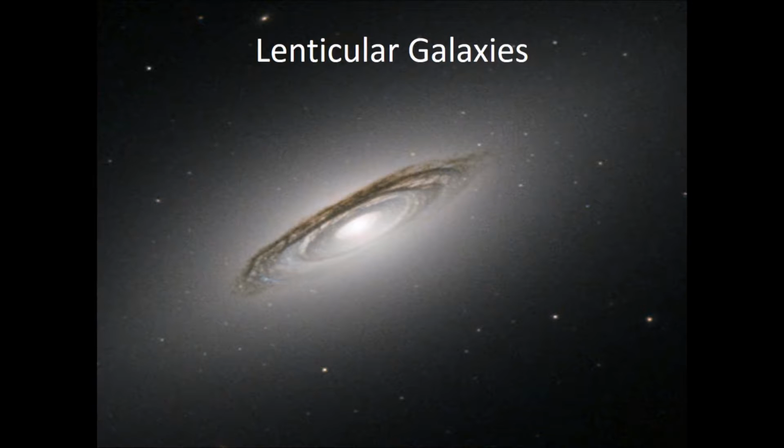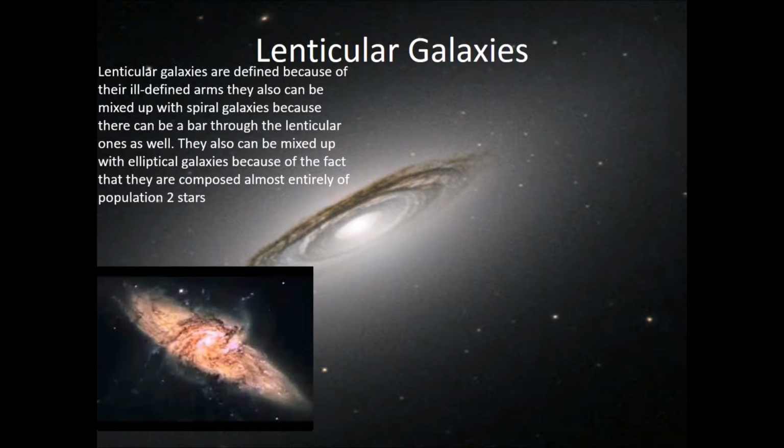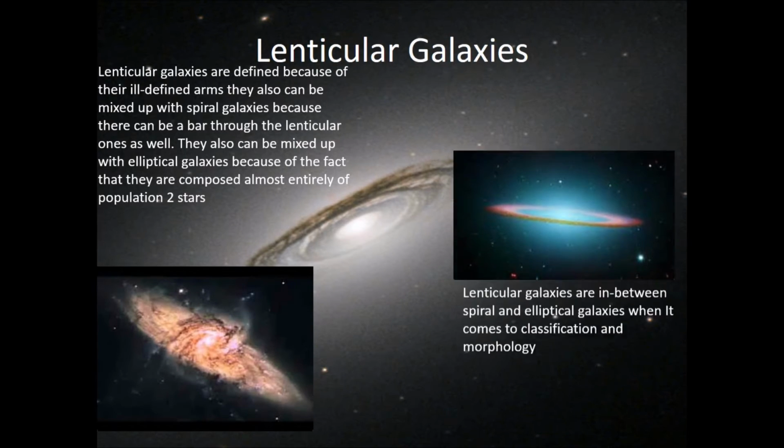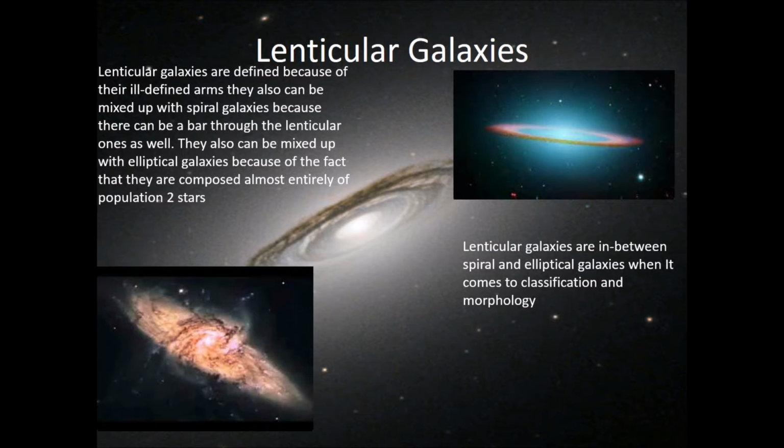Now on to lenticular galaxies. Lenticular galaxies are defined because of their ill-defined arms, and they are also mixed up with spiral galaxies because there can be a bar through the lenticular ones as well. They can also be mixed up with elliptical galaxies because of the fact that they're composed almost entirely of population 2 stars. Lenticular galaxies are in between spiral and elliptical galaxies when it comes to classification and morphology. And lenticular galaxies are also much brighter than most spiral galaxies.